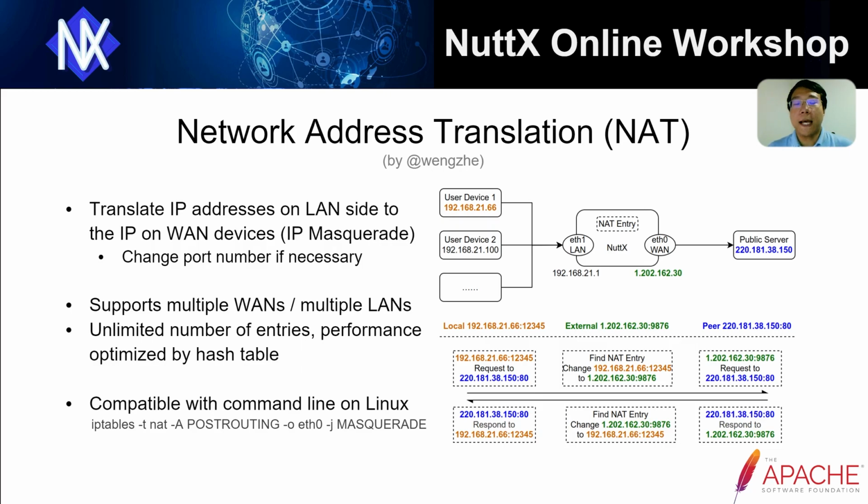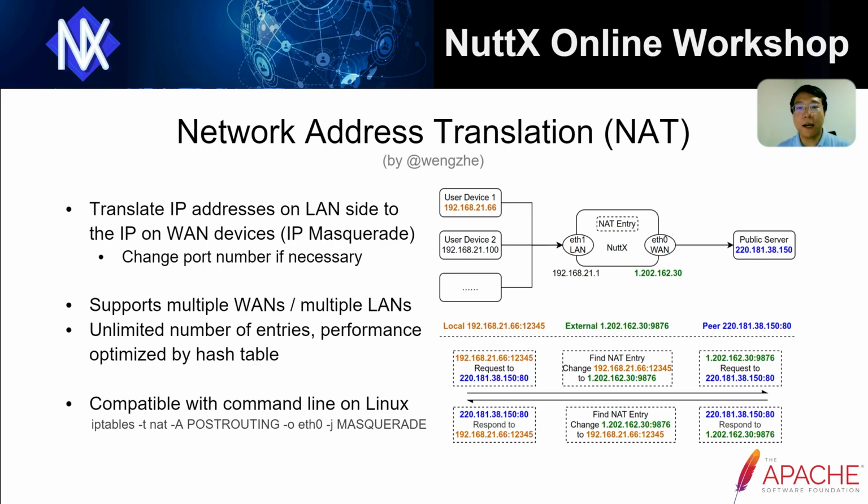The first functionality is NAT, which is short for Network Address Translation. NAT is used for mapping a group of IP addresses to another group of addresses. NAT is widely used on home gateways, and you may have one in your home with several LAN ports and a WAN port. It translates IP addresses on the LAN side to the IP on the WAN side, so all the devices on the LAN side share the address on the WAN side. This process is also called IP masquerade.